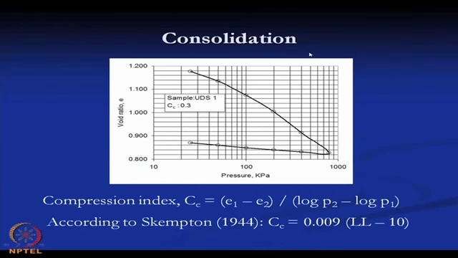The next thing that I will discuss is consolidation. Consolidation is also a very important property for fine grained soil. As I mentioned, soil voids are filled by either air or water or both. If we want to remove these voids, there are basically two methods: one is compaction, another is consolidation.